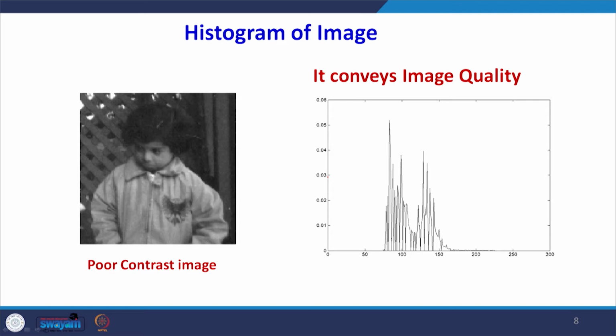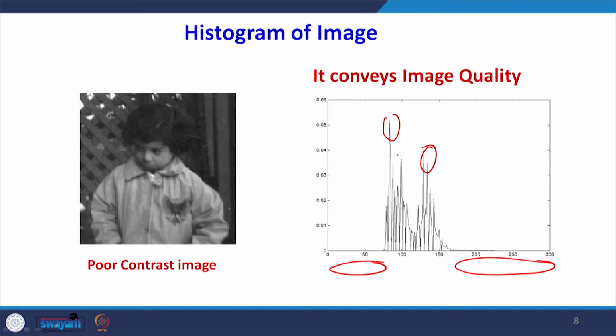Now, if you look at the histogram, as I told you, it is conveying the quality. Why? Because it is not occupying the lower range as well as it is not occupying the higher range of the DN values. So, values are missing, the values are confined in the center only, and also there are two peaks, one peak here, another peak there. So, one can see from the image also it is a poor contrast image, and one peak is coming from the image of the boy and another peak is coming from the background which is slightly darker.